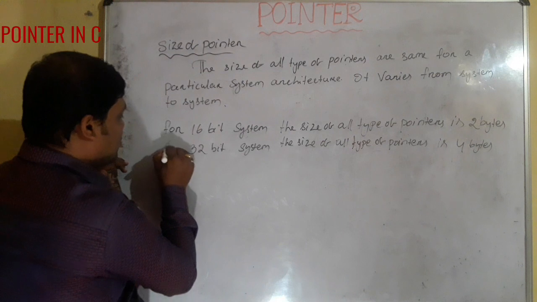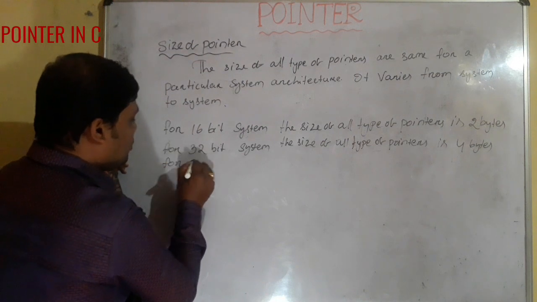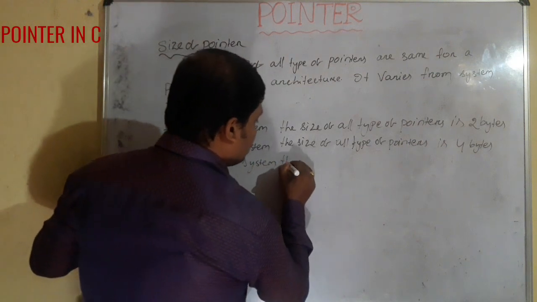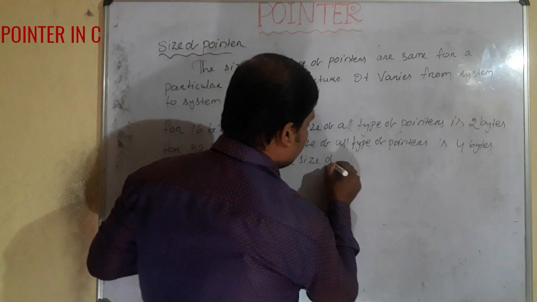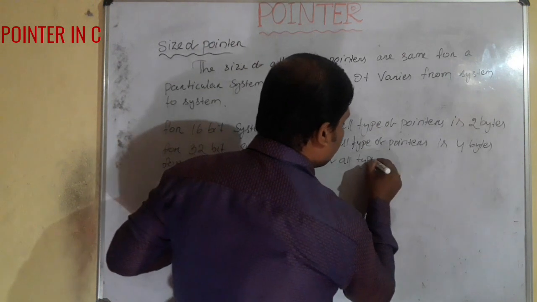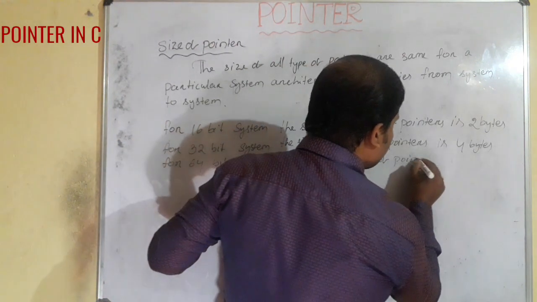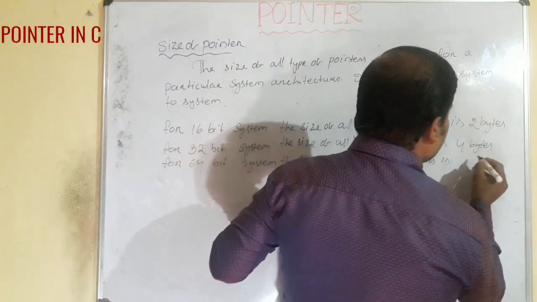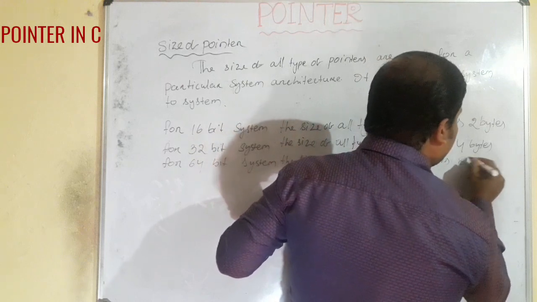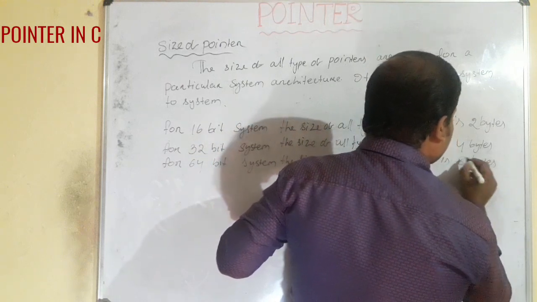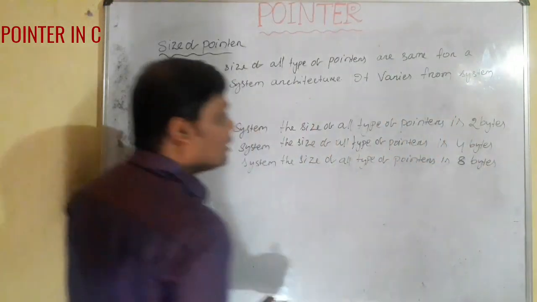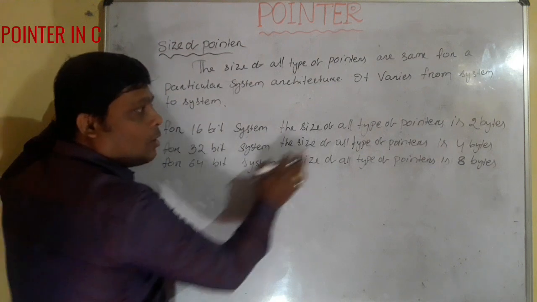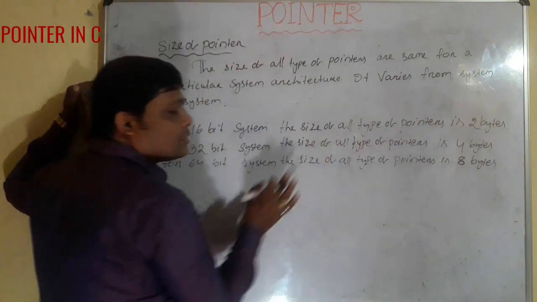Same for a 64-bit system, the size of all types of pointers is what? 8 bytes. Clear? So it is fixed or constant for all data types for a particular system architecture.